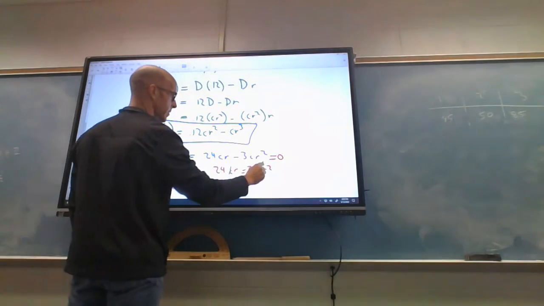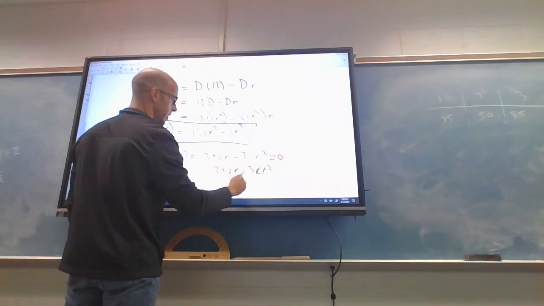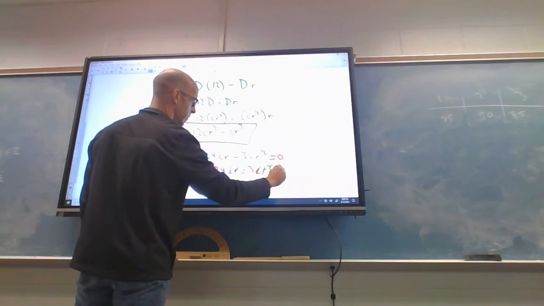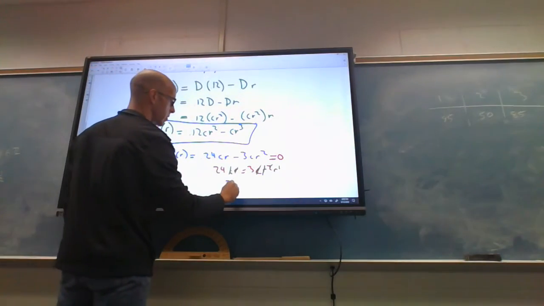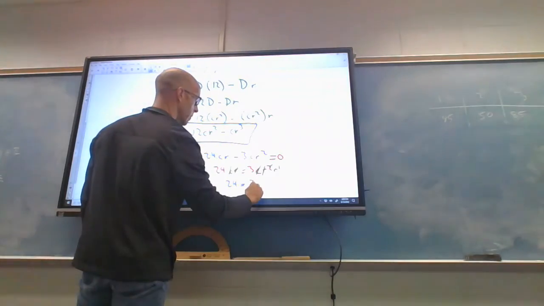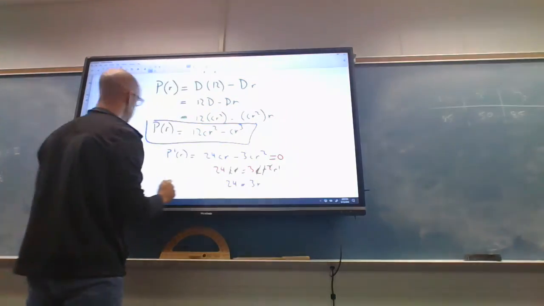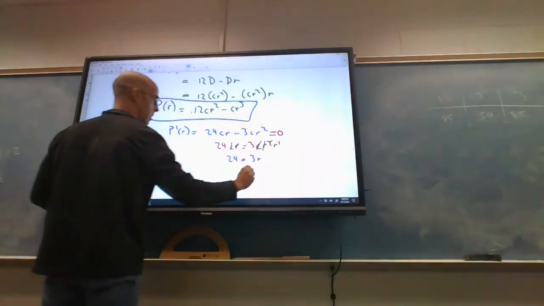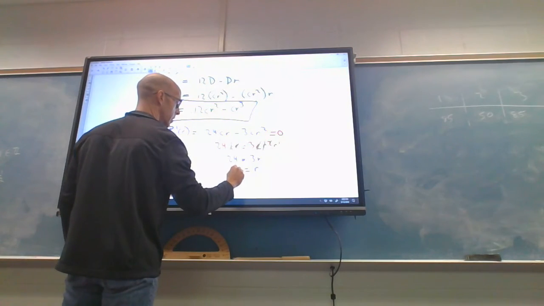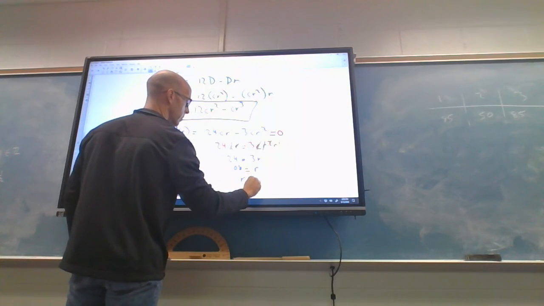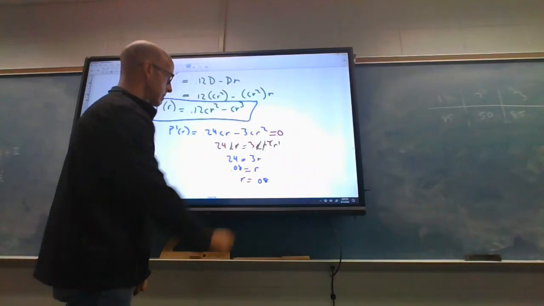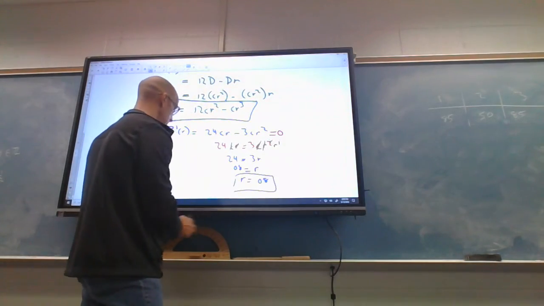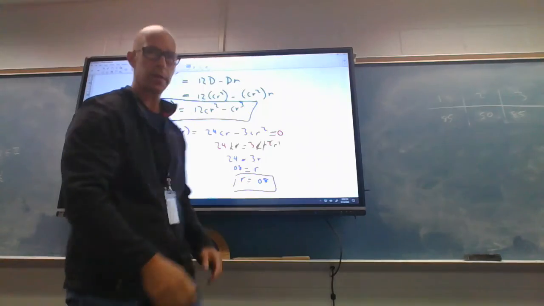Clearly the C's cancel, and this R cancels one of those R's, so you're left with just an R to the first. In other words, you're left with 0.24 equals 3R, and then we just need to divide. So R is equal to 0.08, R is equal to 0.07. And we would need to check that that's indeed a max and not a min, but it is a max. Anyways, very quick.